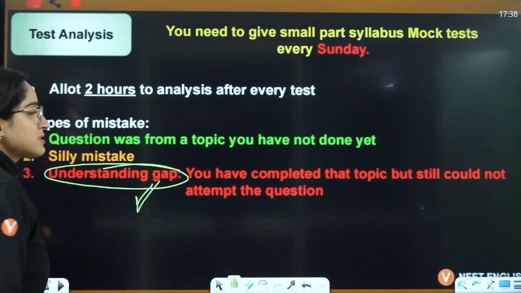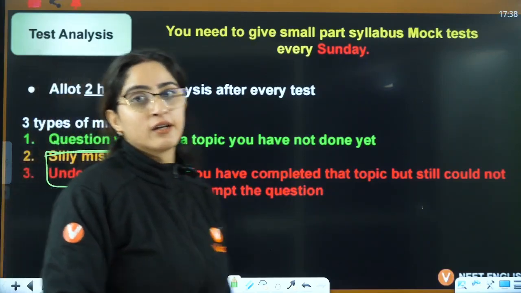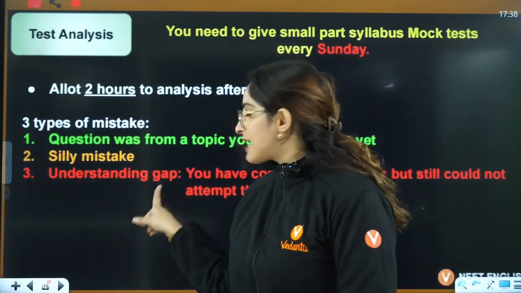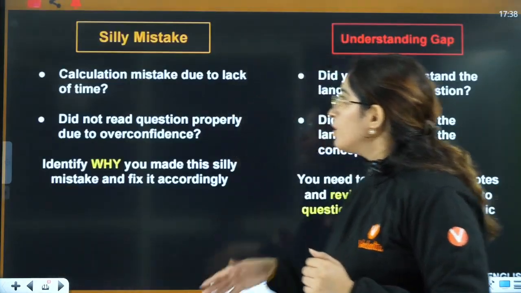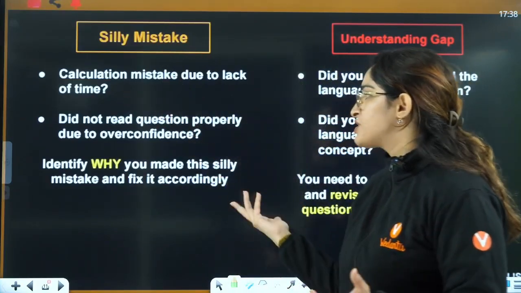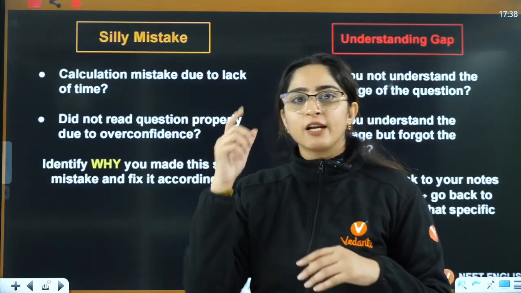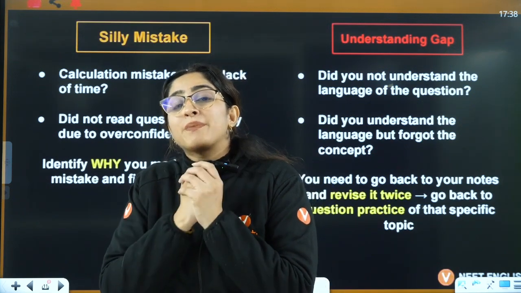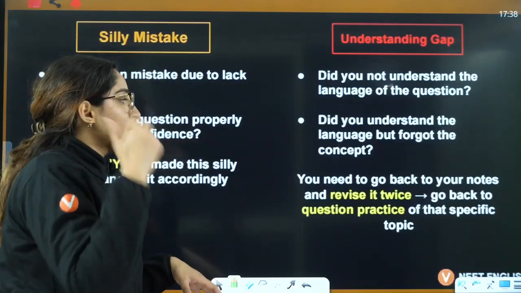This will be your first thing, right? And these two things you really need to eradicate, right? Silly mistakes will be eradicated by practicing, and understanding gap, when your concept is not clear, you'll again have to go through the concept and make it clear. So silly mistake is a calculation mistake, or not reading the question properly, writing it incorrectly, misunderstanding it. So these kinds of mistakes will be eradicated by practicing, and you should be fully 100% present, right? You have to train your mind.